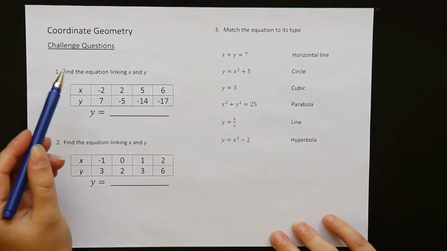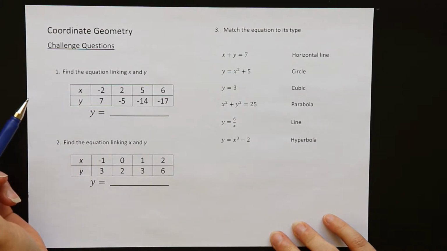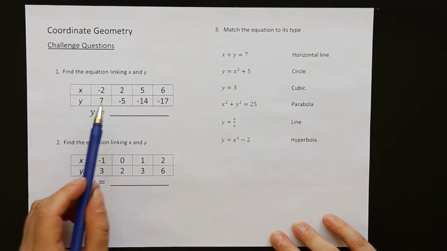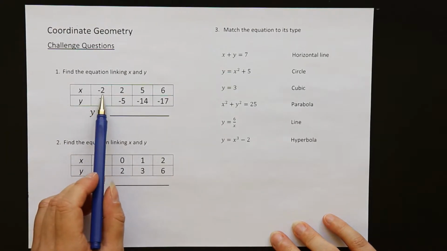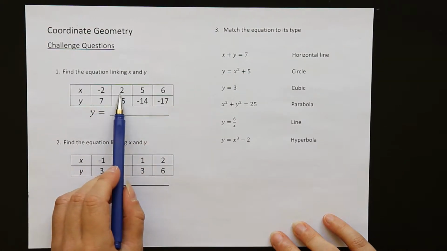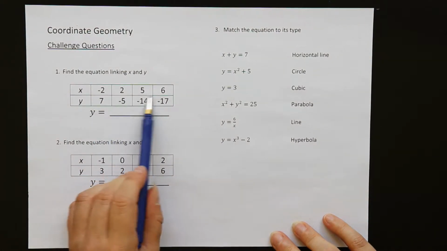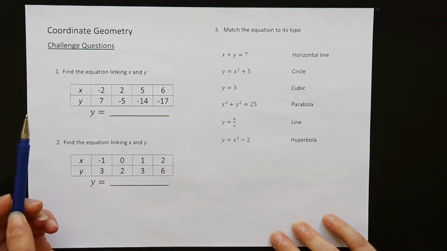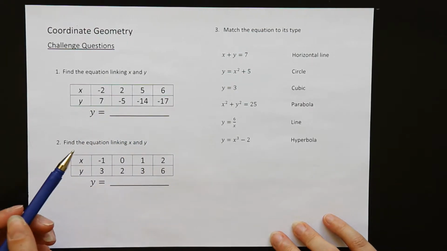For question 1, we want to find the equation linking x and y. We have a table of values. We're used to having this kind of thing, but the problem with this table is that there's no 0 in the x values, and these x values aren't going up by ones. They're not even going up by an even amount. So it makes it a little bit trickier.